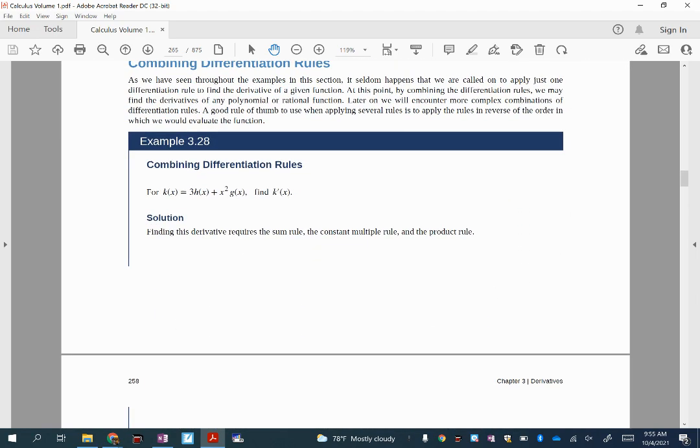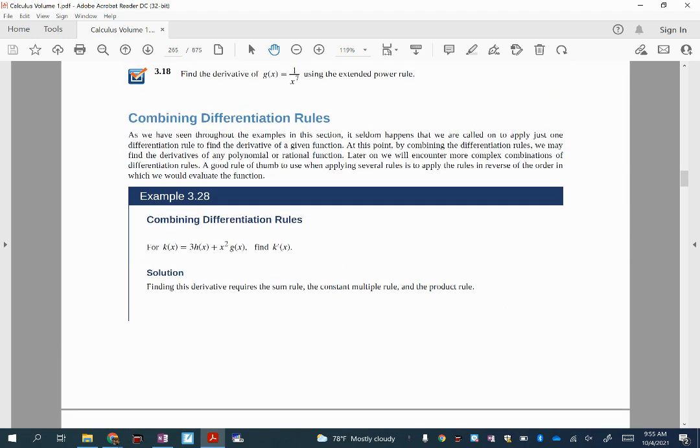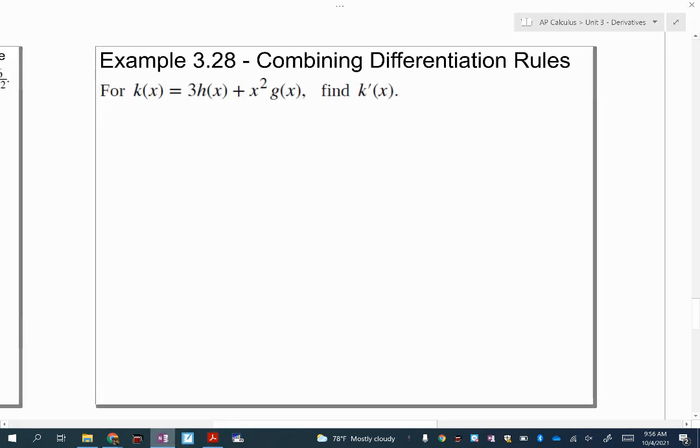If you look at the last line of this paragraph where it says combining differentiation rules, it says a good rule of thumb to use when applying several rules is to apply the rules in reverse of the order in which we would evaluate the function. So just keep that in mind. Instead of using PEMDAS, or thinking what would I do for PEMDAS, I'm going to go backwards in terms of doing my rules.